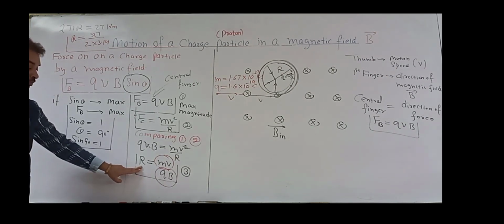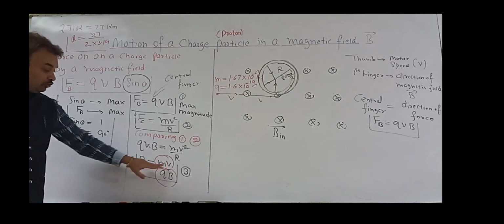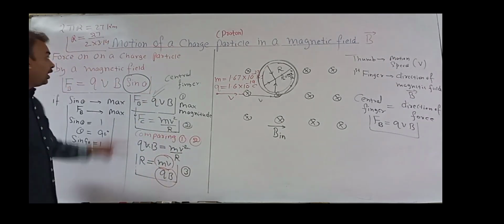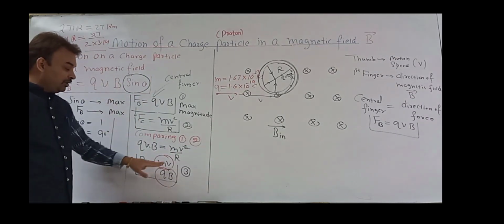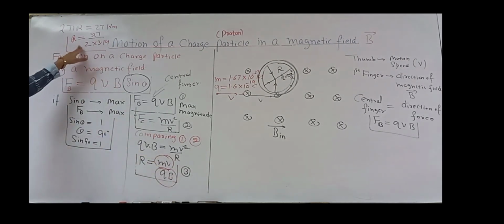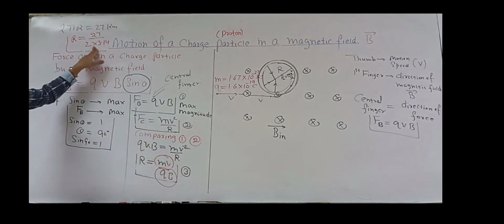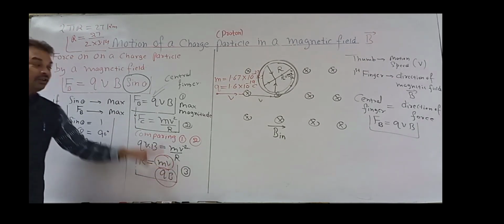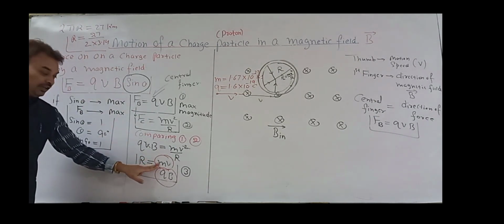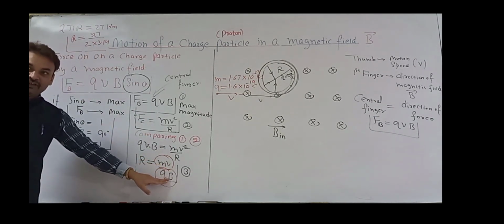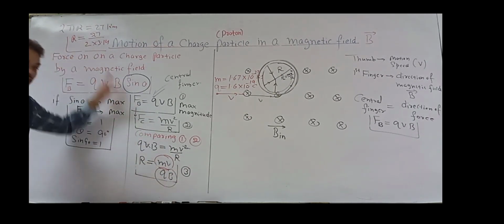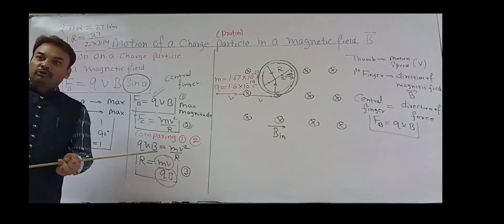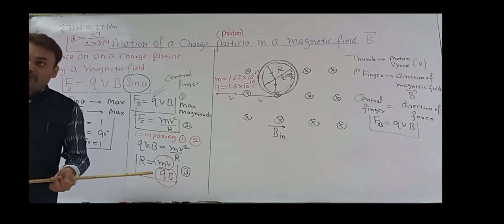And that radius should match with the mass of the particle, the speed, the charge q, and the applied magnetic field. The radius depends upon all these factors. Based upon the value you get here, you have to adjust m, v, q and B. Otherwise, if these two values don't match, the particle will try to come out of the tube and puncture it.